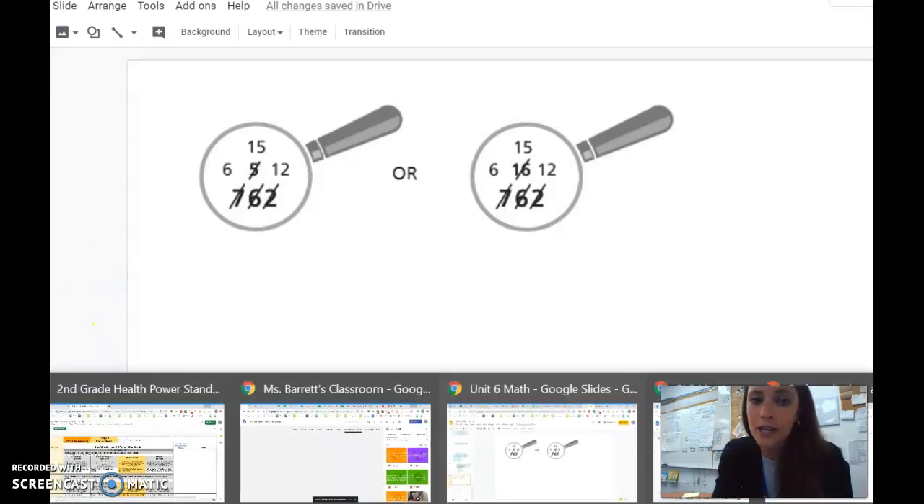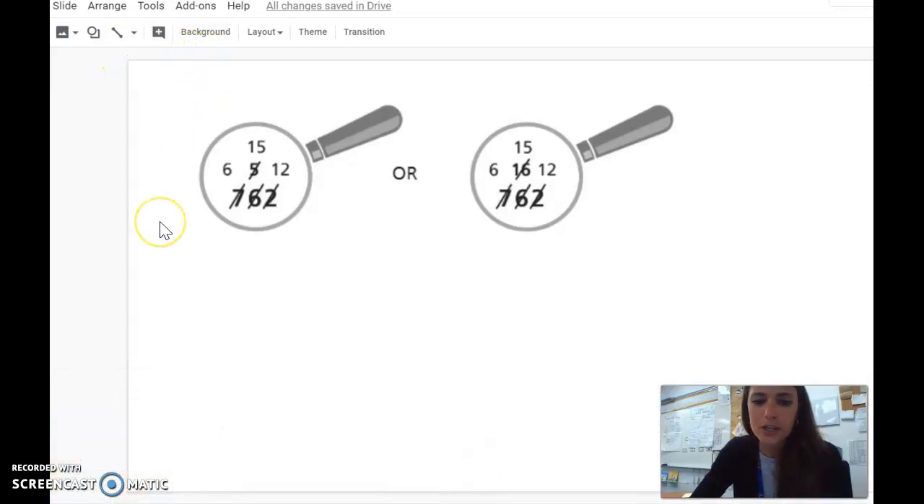Now, look at this magnifying glass I have shown here. Is the value of the number the same? Is it still 762? It is. Okay, so it just looks different, and I ungrouped, but the value is still the same. I just rewrote the top number.